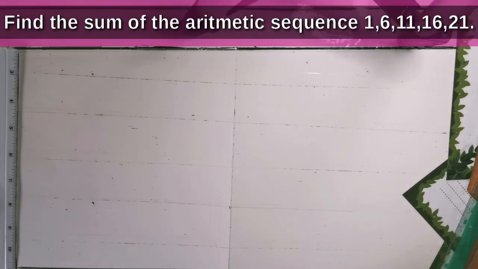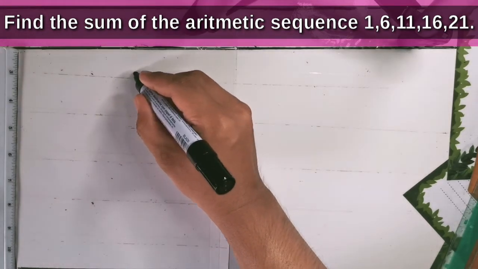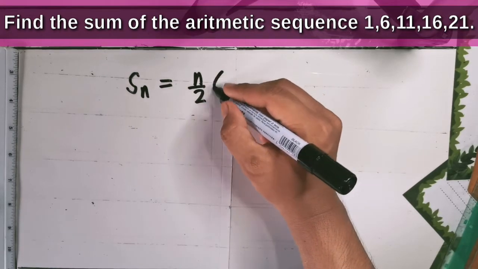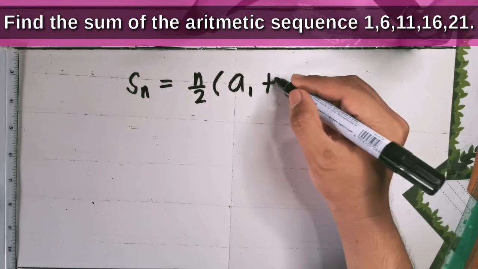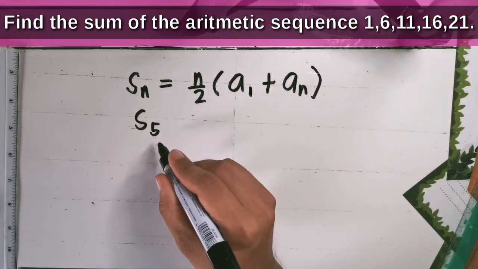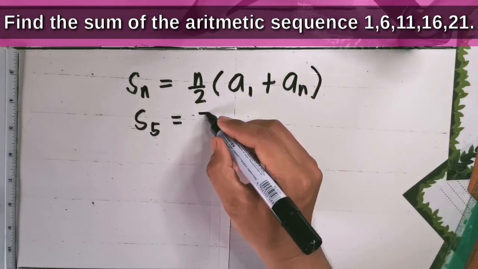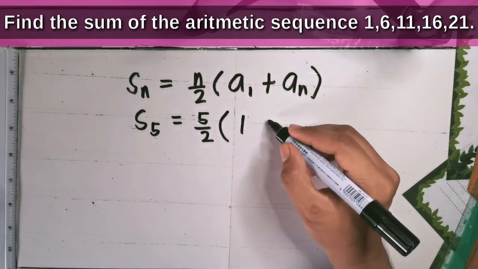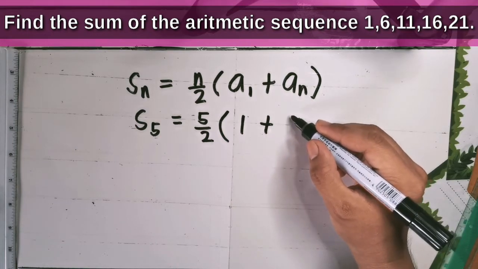Alright, so now let us have an example. Let us find the sum of the arithmetic sequence 1, 6, 11, 16, and 21. Okay, so to get the sum, since we already have the first term and the last term there, we're going to use the formula S sub n equals n over 2 times a sub 1 plus a sub n. Get the sum of the 5 terms. So that is 5 over 2 times the first term is 1 plus the last term or the nth term is 21.